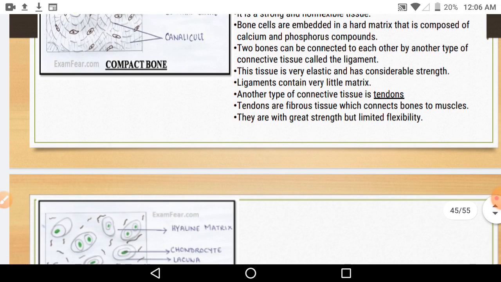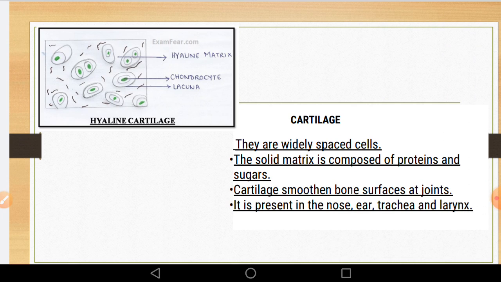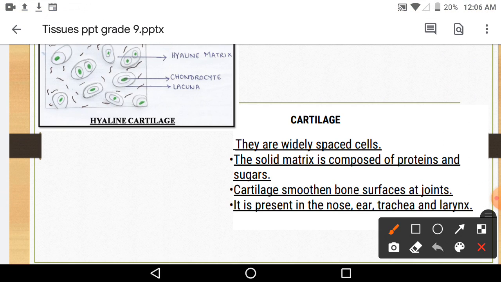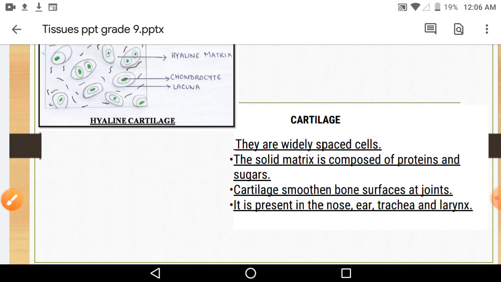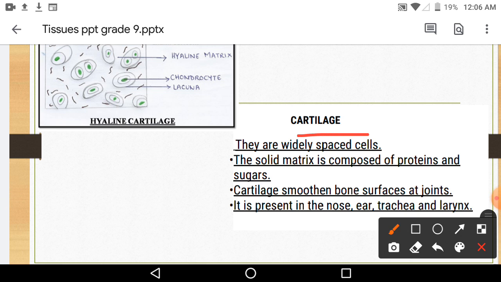Next, after the bone, we have the cartilage. These have widely spaced cells, spaced at a distance from each other. The solid matrix, can you see in the figure? They are widely spaced, far away from each other. The solid matrix is composed of proteins and sugar. Cartilage smoothens bone surfaces at joints. It is present in the nose, trachea, ear, and the larynx. The cartilage is present in all those parts.